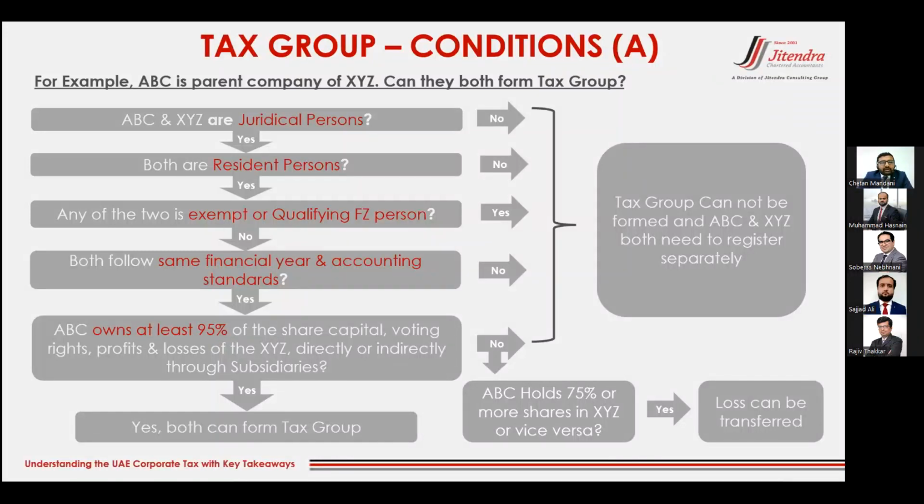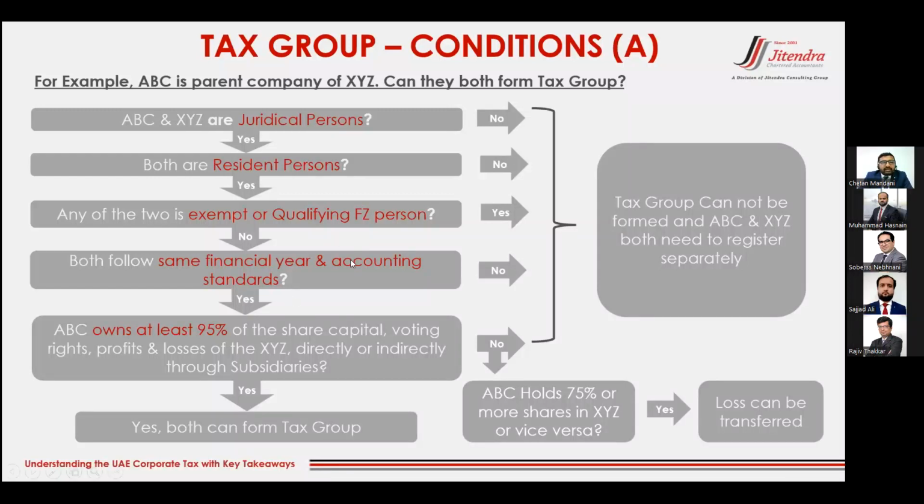But here, even if they cannot form a tax group, there is one more condition: if both the companies have a mutual holding, common holding of 75% or more, then there is a provision that they can set off the losses. That provision will be explained by my colleague, Mr. Sajjad, in the next slides.